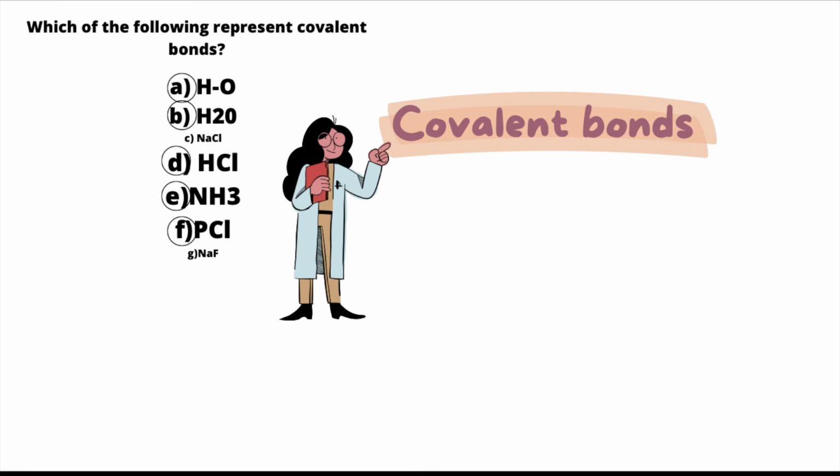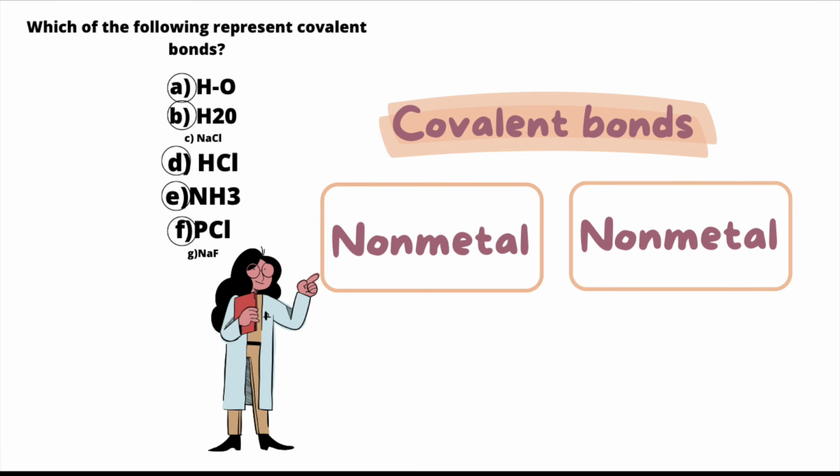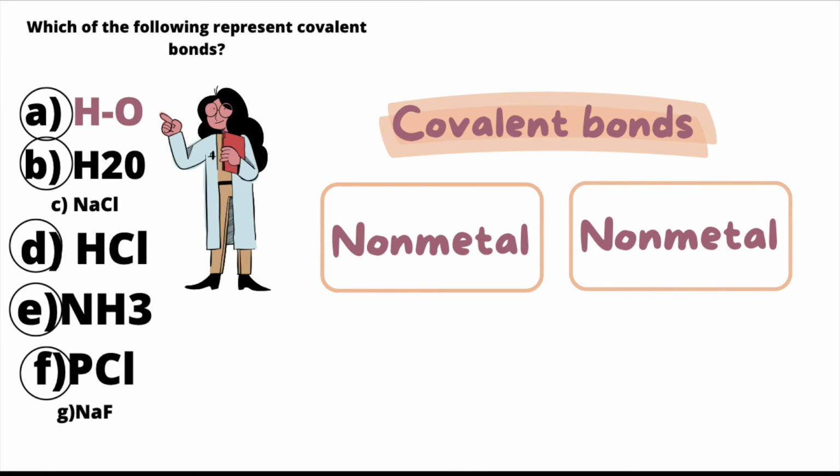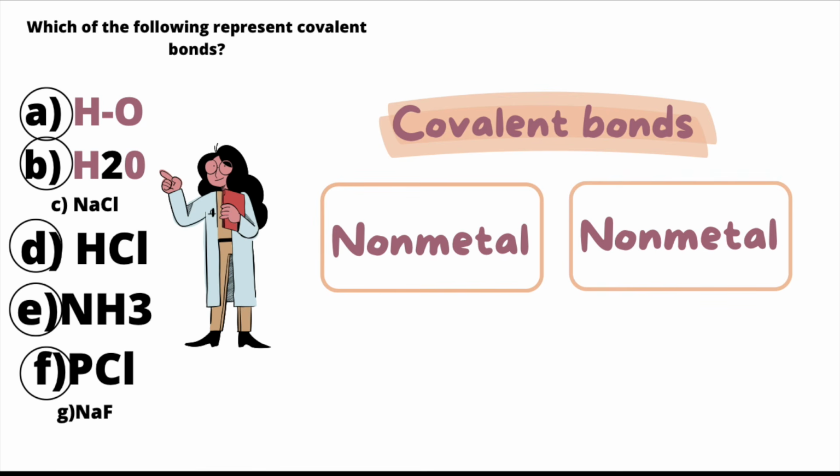So remember, in a covalent bond, you're going to have 2 nonmetals. So let's go through each of these answers. Here we have HO, so hydrogen and oxygen. Both of these are nonmetals, so this is a covalent bond. Again, we have H2O, so again we have H and O, so 2 nonmetals. This is a covalent bond.